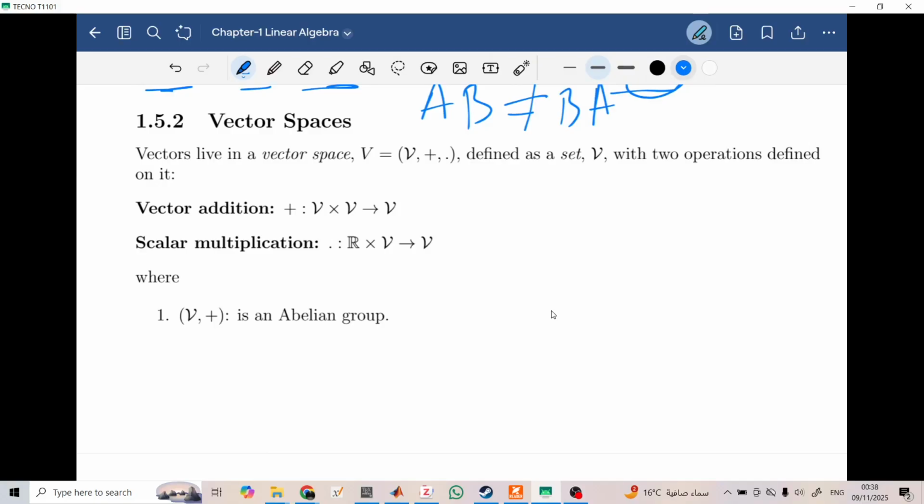Now we move on to vector spaces. So vectors live in a vector space. A vector space is a set on which we have defined two operations, the first being vector addition. So we have two vectors. Vector addition takes two vectors from the same set and gives you a vector in the same set. So it is a closed operation under addition, right? And scalar multiplication.